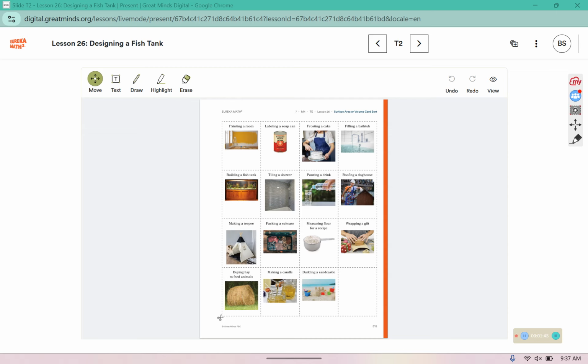For volume, you should have filling a bathtub, building a sandcastle, pouring a drink, packing a suitcase, measuring flour for a recipe, buying hay to feed an animal, making a candle, and possibly building a fish tank.